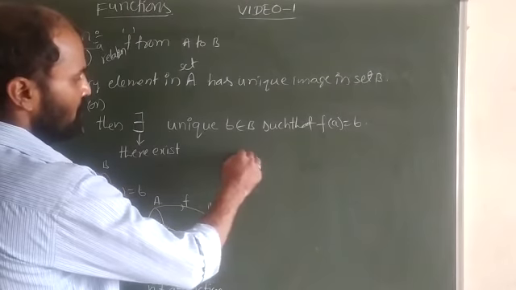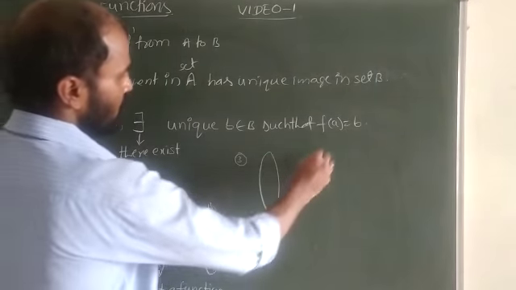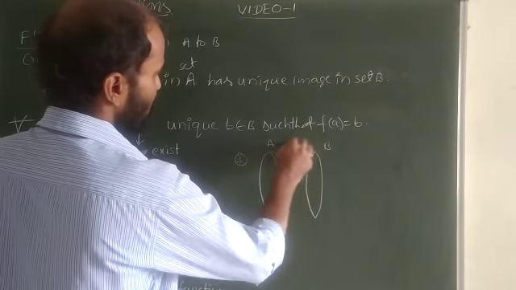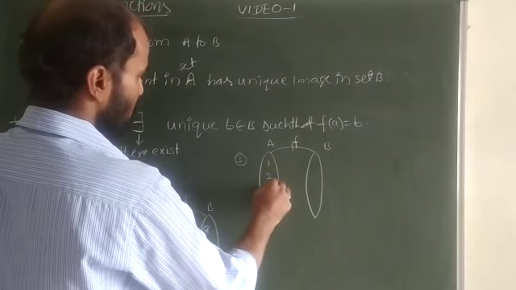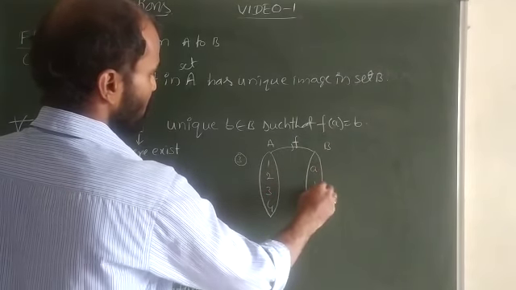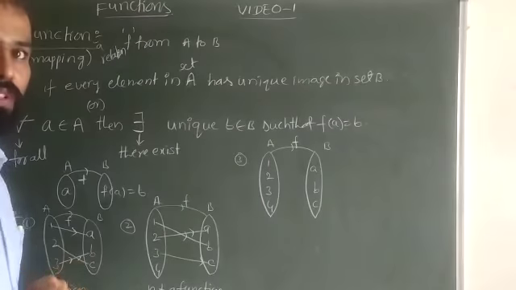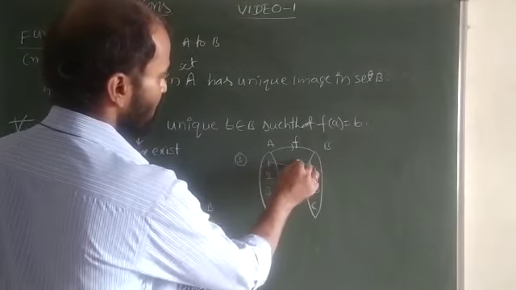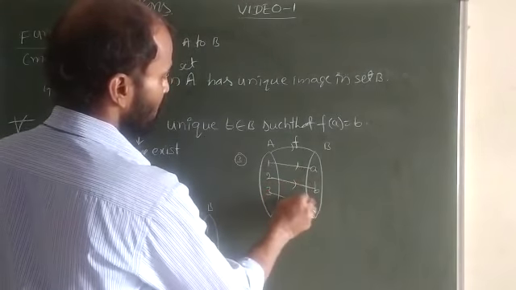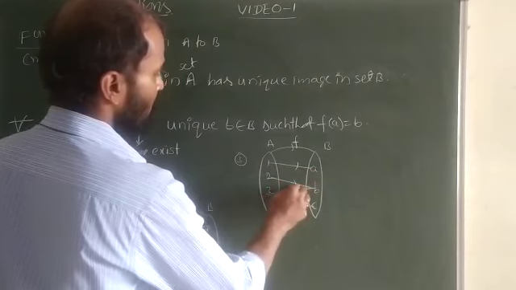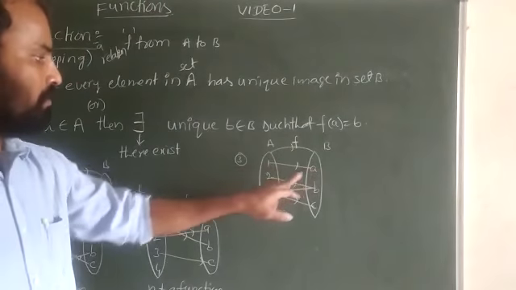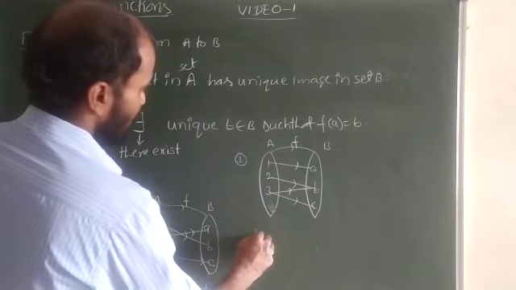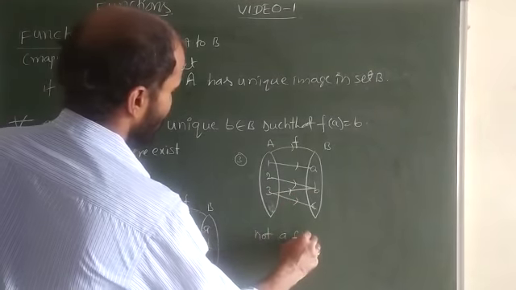Next similarly see the third example. A function f from A to B. 1, 2, 3, 4. a, b, c. 1 to a, 2 to b, 3 to c. Now observe this is for 1 a, for 2 b, for 3 also b. Here is not a function. This is also not a function.